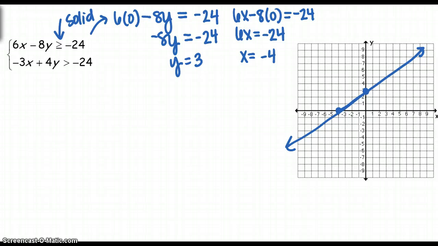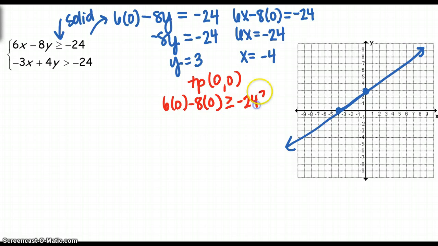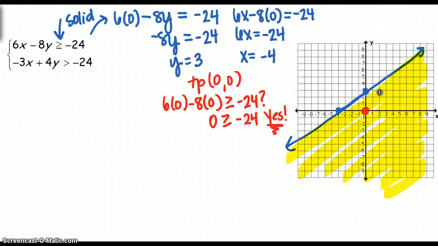Let's go ahead and talk about a test point while we're at it. So our test point here can be 0, 0 because it is not on the line. And we'll do 6 times 0 minus 8 times 0 greater than or equal to negative 24. We want to know, is this true? Is 0 greater than or equal to negative 24? And yes, sirree, it is. It is greater than negative 24. So where we have our test point right here, we're going to shade that side of the line just like that.